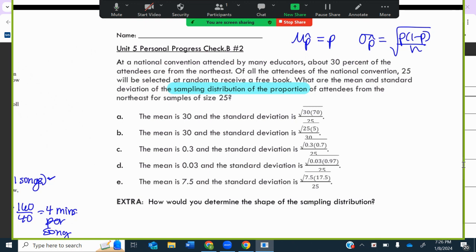So P would be the percent they give us in the problem. So we're looking at this proportion of attendees from the Northeast. And so they say 30% of the attendees are from the Northeast. That makes P equal to 0.3, which really eliminates all the choices but C. And so we'll just make sure our standard deviation is correct. 0.3, that 0.7 is 1 minus 0.3, and our sample size is 25. 25 will be selected. So you should be able to do a problem like that on your test when you'll see formulas filled in and you just choose the correctly filled in one.